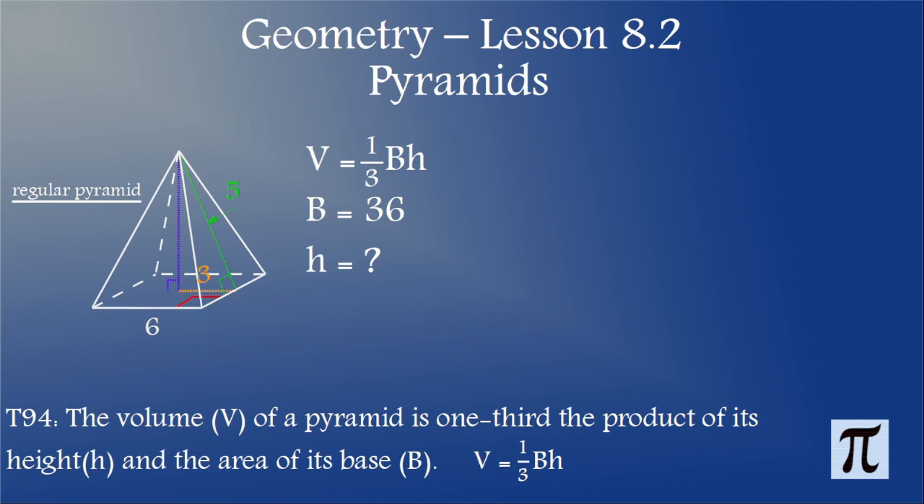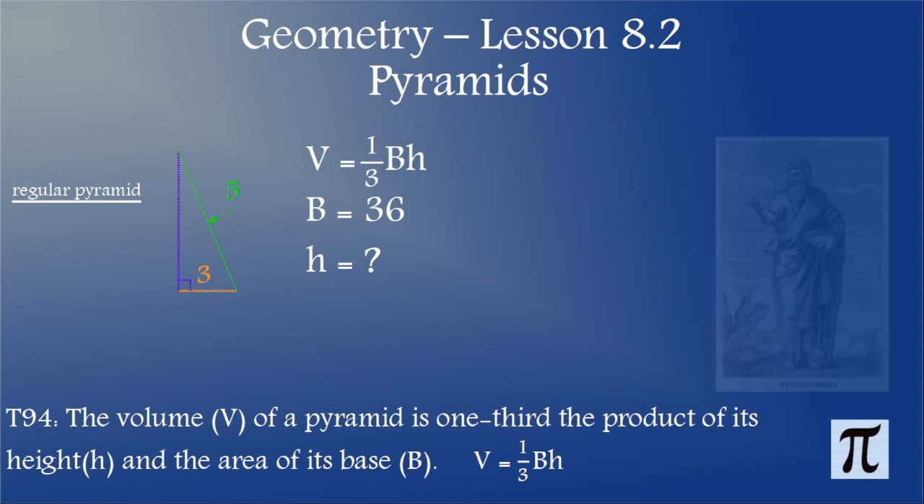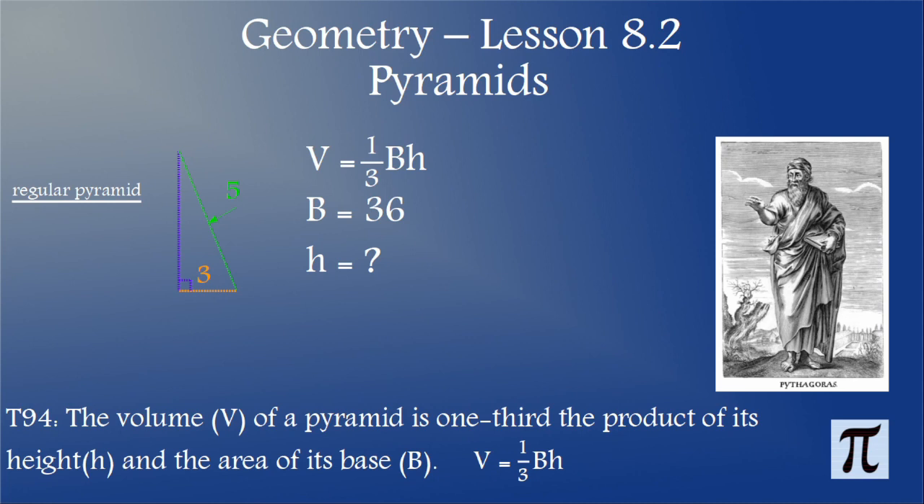If it's easier, you can look at the triangle all by itself. We know we have a right triangle with one side 3 and a hypotenuse of 5. And here's where our good friend Pythagoras comes in handy. We can use the Pythagorean theorem to find that the height, or the side of this triangle, is 4.